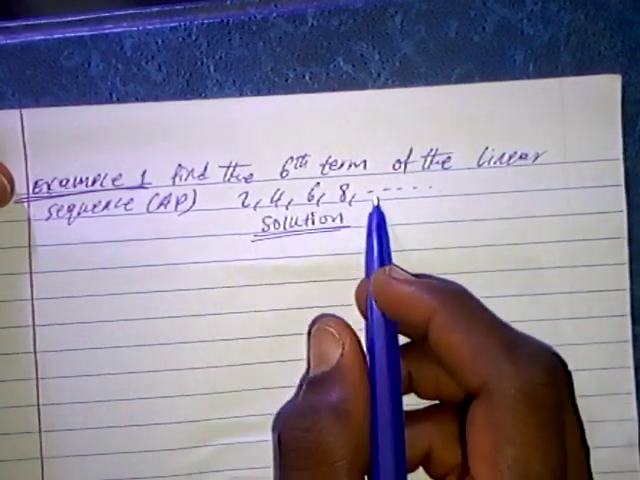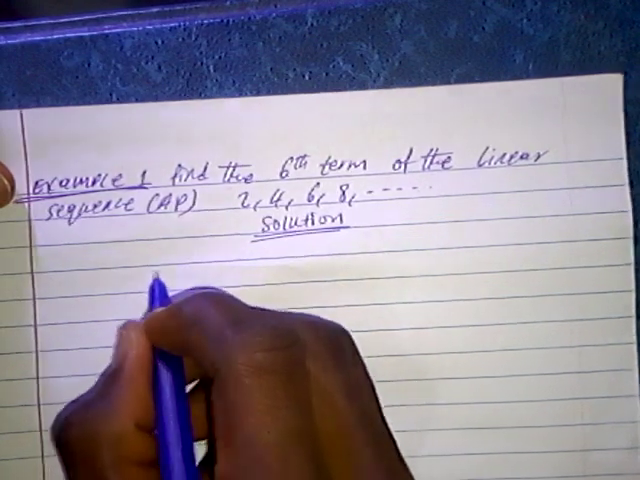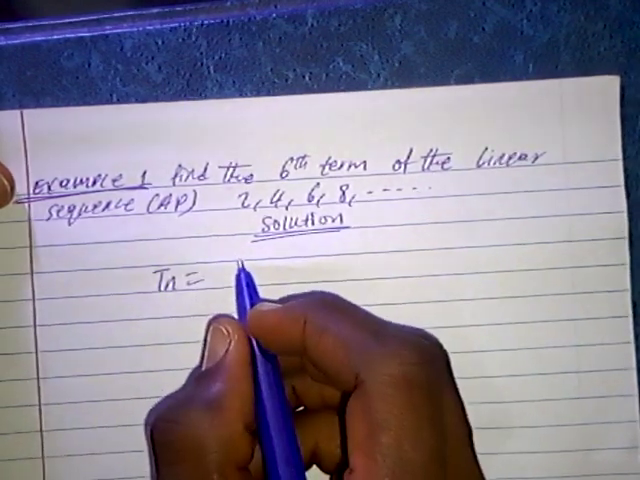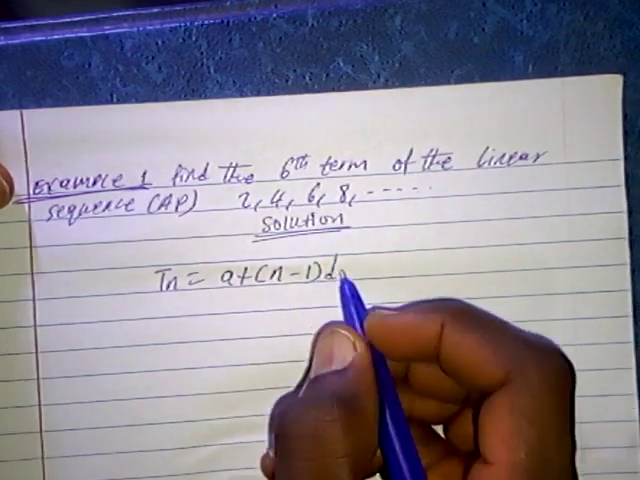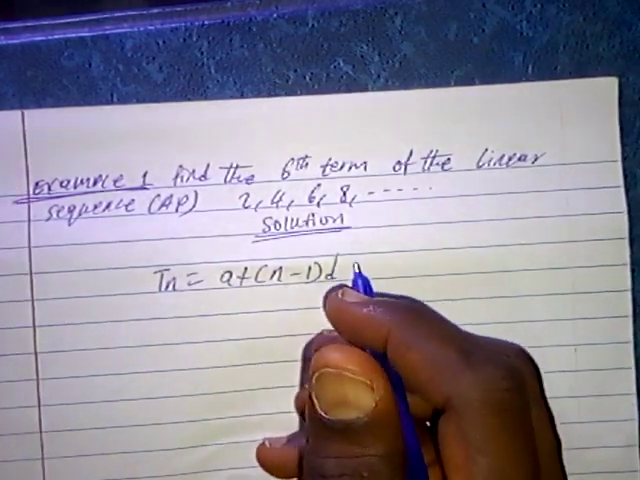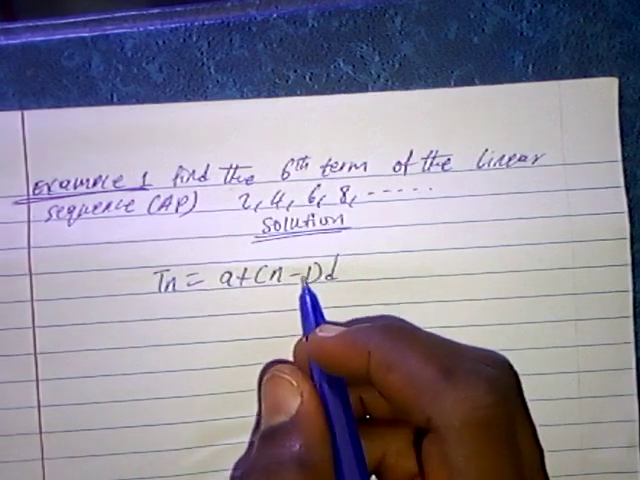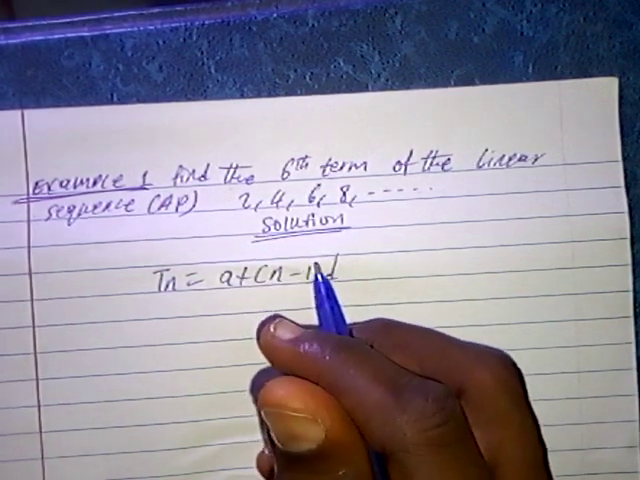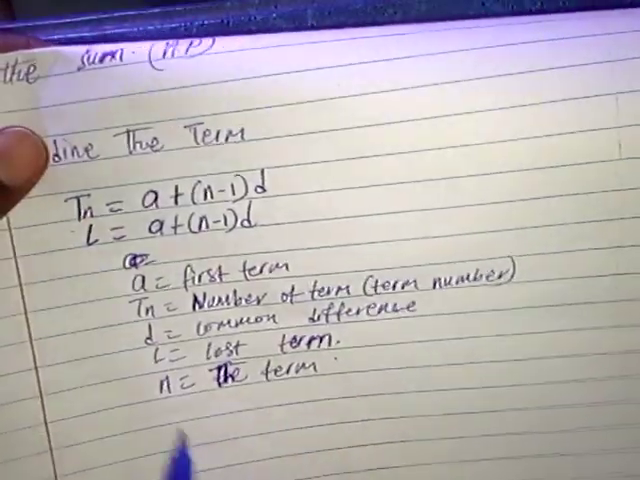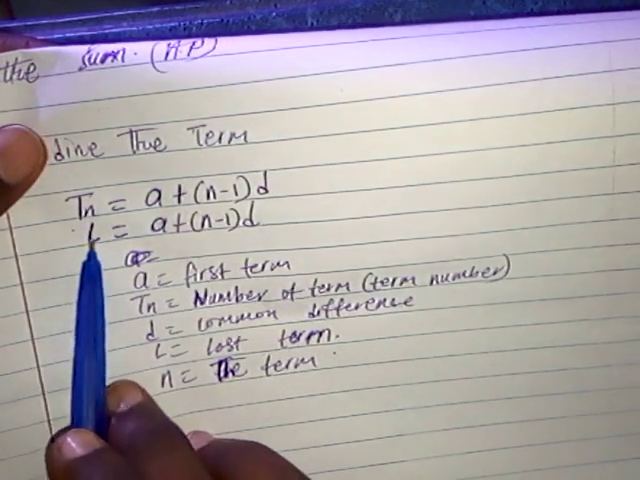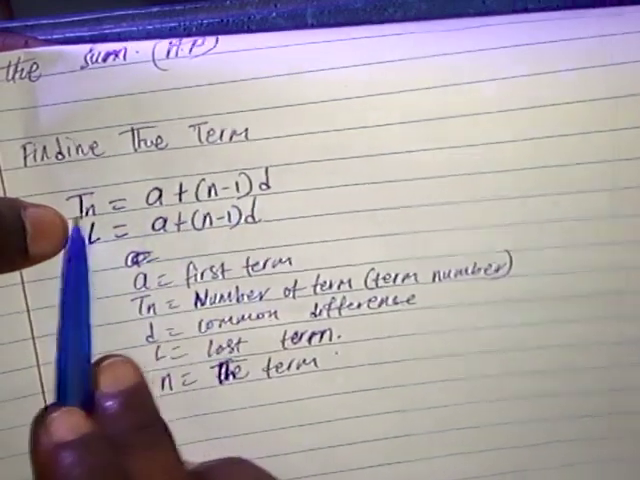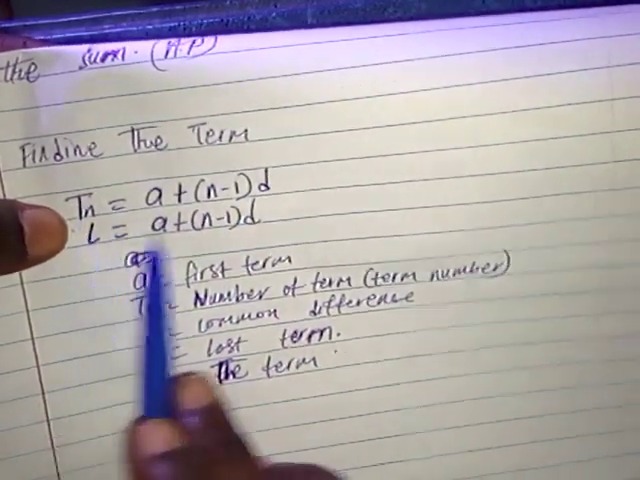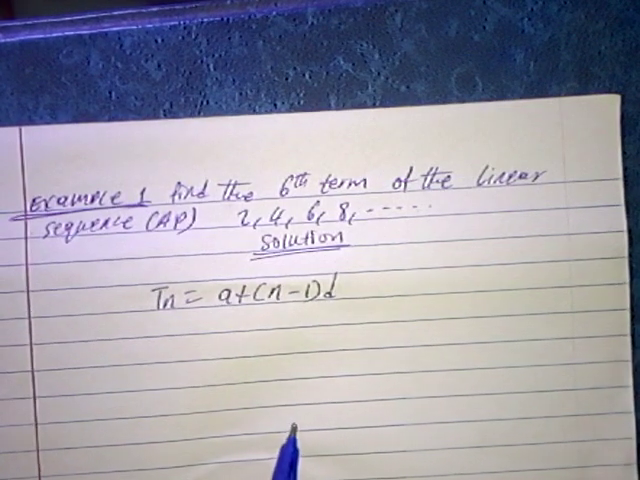Let's put our formula. We say Tn is equal to a plus (n minus 1) d. If you have the last term, it's the second formula you are supposed to use. Anytime you have the last term, it's this formula. Anytime you do not have the last term, you don't know the last term, it's this first formula you're going to use. For the last term, it's this second formula. You get it? Good. Now let's proceed.